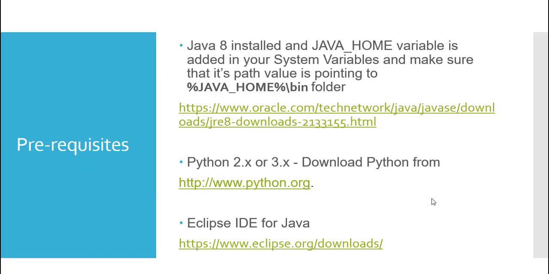Before we start, ensure that you have some prerequisite installed on your machine. The first thing that you need to verify is Java 8. If it's installed, you have to ensure that Java_home environment variable is added in your system variable and the path is modified to direct to Java_home bin folder. If you don't have Java 8 installed on your machine, there is a link mentioned below. You can download Java 8 from there and install it on your machine. And post that you can set Java_home variable.